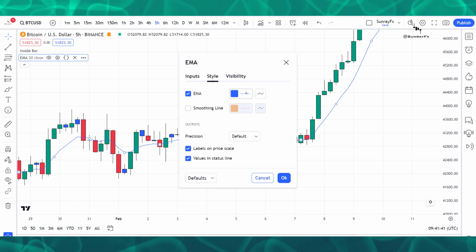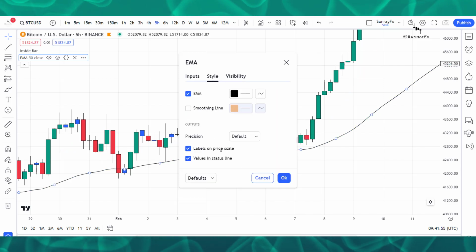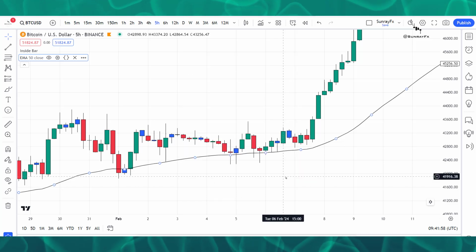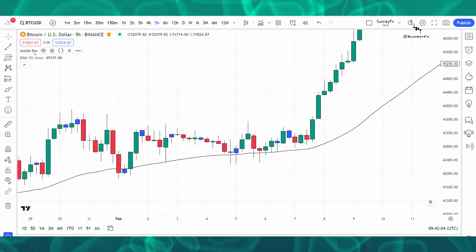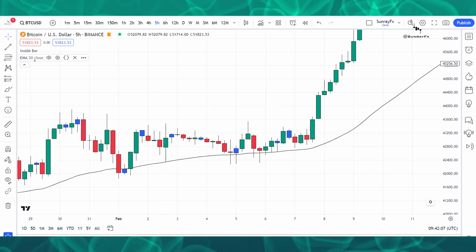Go to style and then change this one. That is all about that. Black, that is all. So that's all about that. Then click OK. So these are the 2 indicators, but for now we are going to use only the inside bar. In my next video I'll show you how to use the 50 EMA indicator.